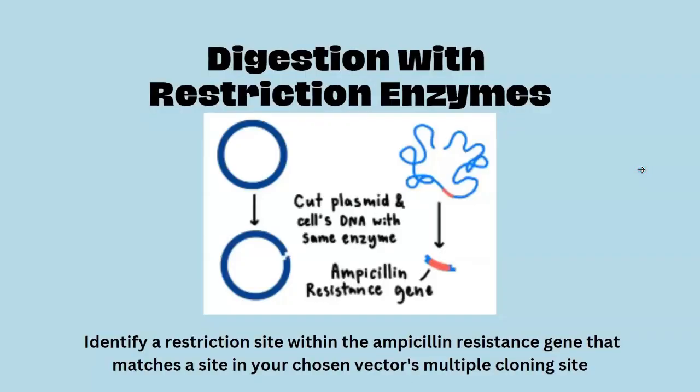And next, the digestion with restriction enzyme. Both the ampicillin resistance gene and the plasmid vector need to be cut with the same restriction enzyme that generates compatible ends. This ensures that the two DNA fragments will be able to join together. In this case, you should identify a restriction site within the ampicillin resistance genes that matches a site in your chosen vector MCS.